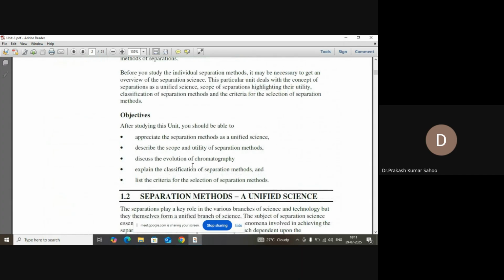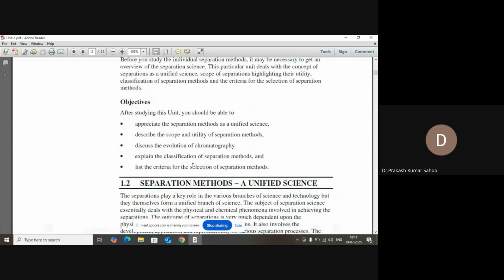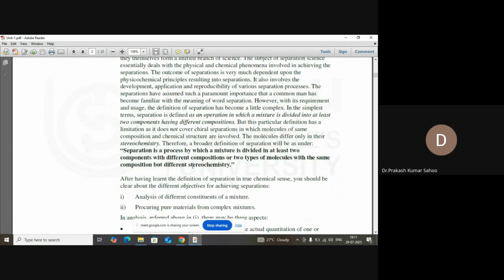So the main objective of separation technique is the process by which a mixture is divided into minimum or at least two components, because a mixture is formed by the combination or mixing of minimum two components. So if we go for separation technique, then at least two components get separated with same or different composition. If it is different composition, then it is okay. If it is same composition, they must have different stereochemistry.